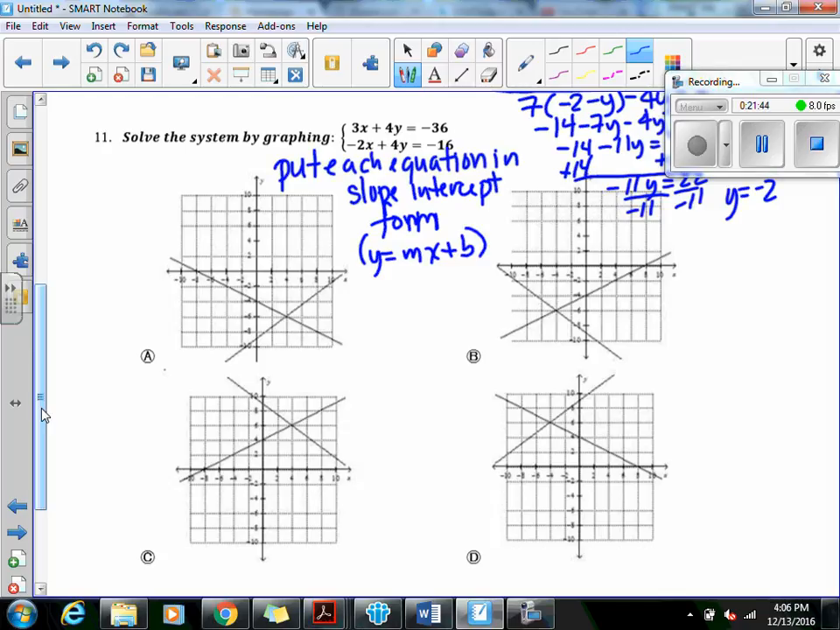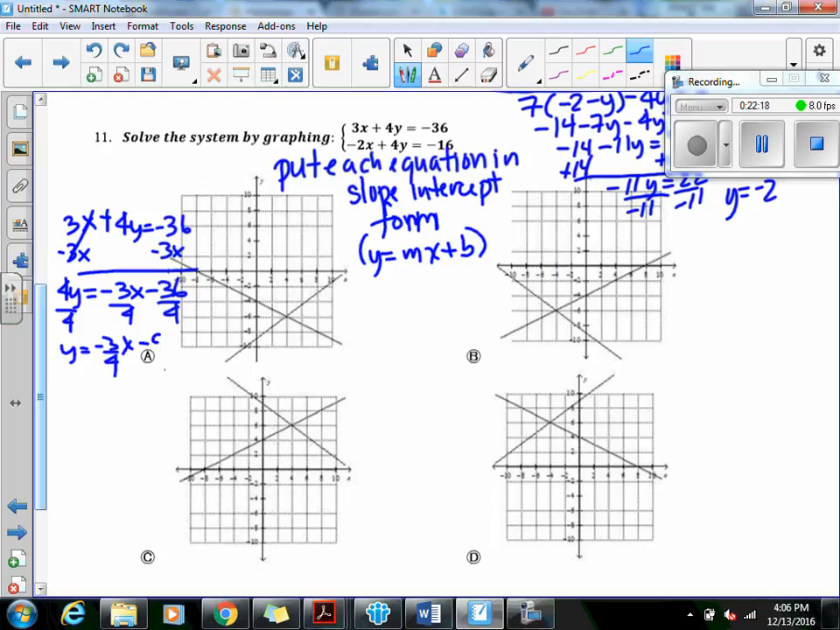So first we'll do 3x plus 4y equals negative 36. So I'm isolating the y, so I'm going to subtract 3x from both sides. And once I get it into this form, then I will be able to easily see what my slope and my y-intercepts are, and then I can identify the equation. And then divide everything by 4. So we get y equals negative 3 over 4x minus 9.